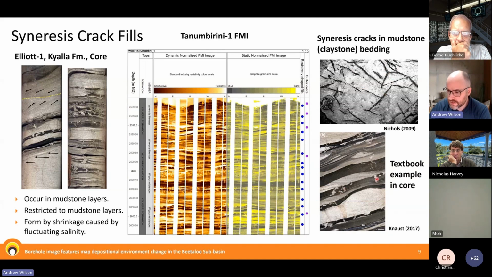And in core, they look like these sort of squiggly sand-filled features most frequently, and squiggly because of compaction later on. But they were mud cracks, which were then filled with sand, and those mud cracks were formed by this fluctuating salinity. So this is what we teach our students. These are nice examples from textbooks. Here's some examples from the Beetaloo. You can see these exactly the same features.